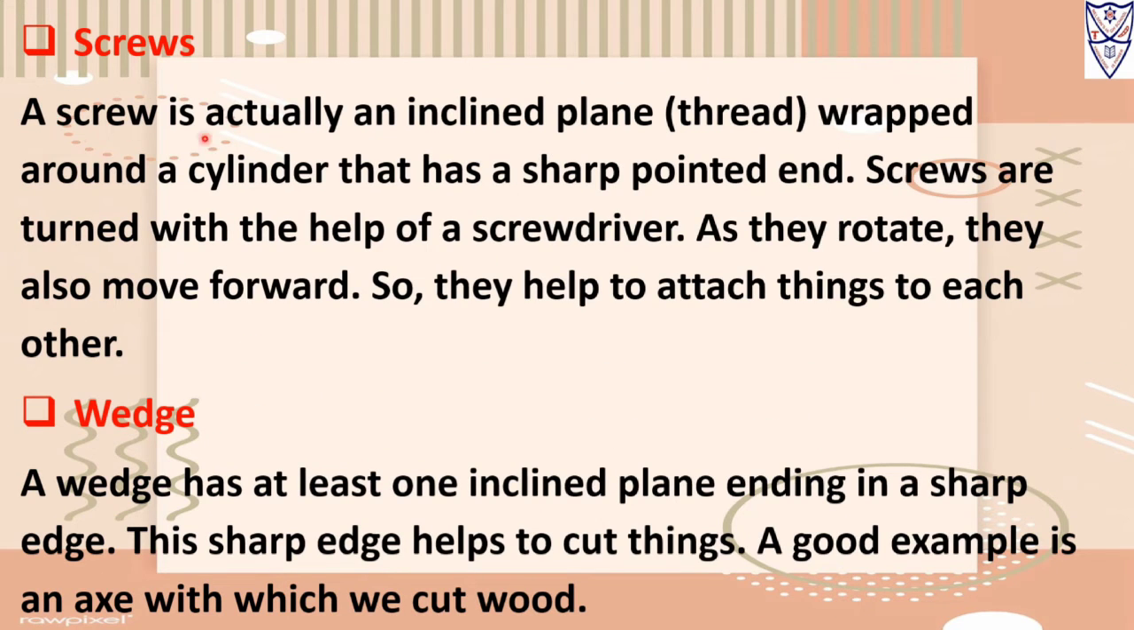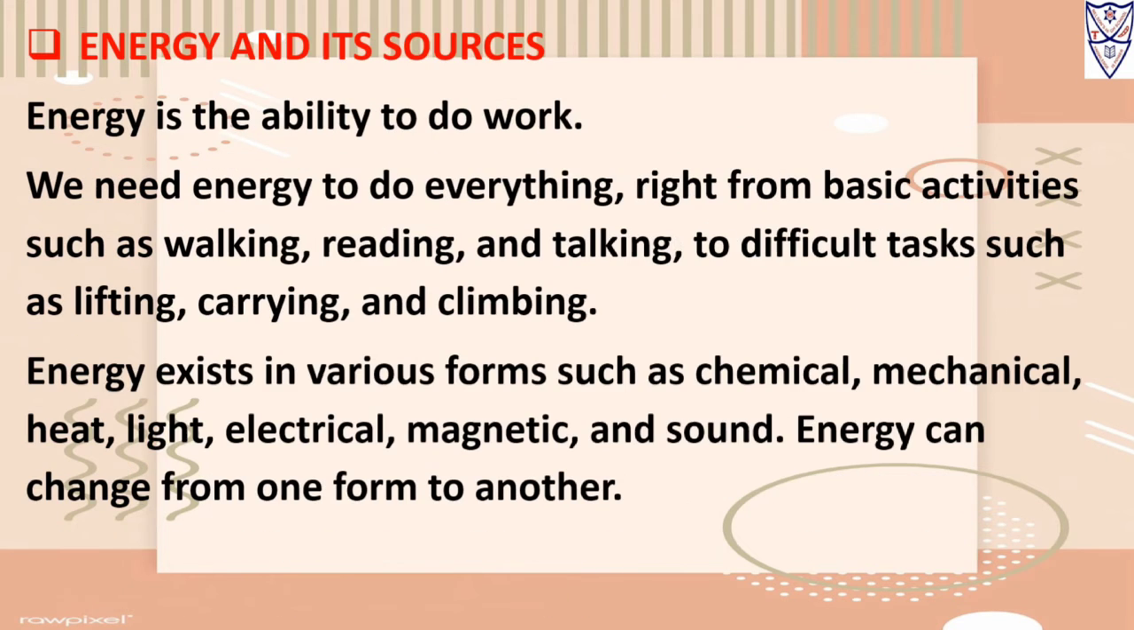Screws. A screw is actually an inclined plane thread wrapped around a cylinder that has a sharp pointed end. Screws are turned with the help of a screwdriver. As they rotate, they also move forward, so they help to attach things to each other. Wedge. A wedge has at least one inclined plane ending in a sharp edge. This sharp edge helps to cut things. A good example is an axe with which we cut wood.